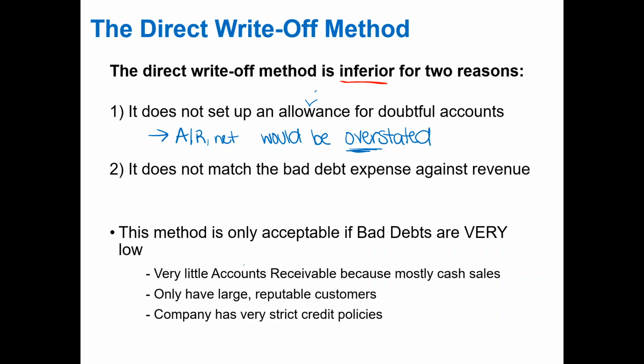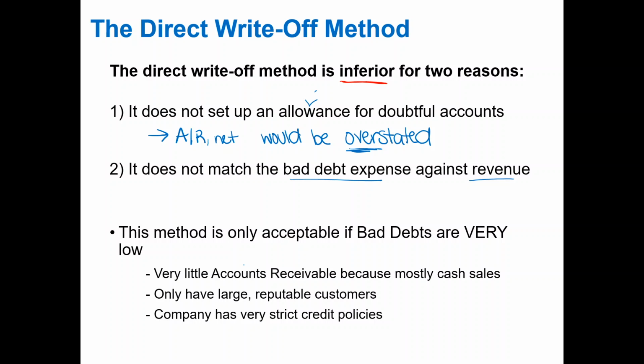And then the second reason that it's inferior is that we're not matching the bad debt expense against the same revenue where it is earned. When we use the allowance method and we're estimating that AR, typically we're looking at the period where that occurred because we do it at the end of every reporting period. So by estimating that amount, we're recording bad debt expense in the same period that we booked the revenue when we made the sales. So we're meeting that matching principle when we use the allowance method.